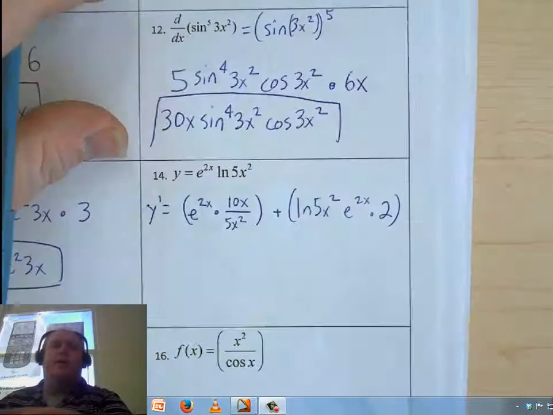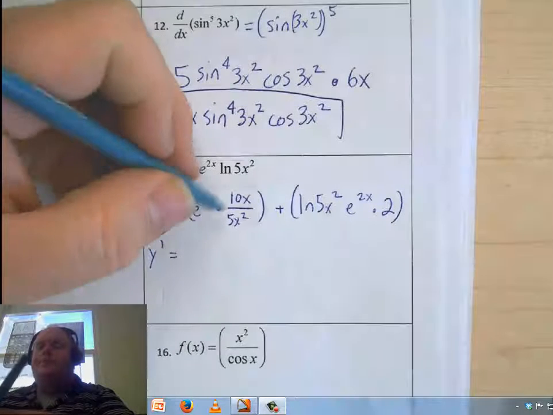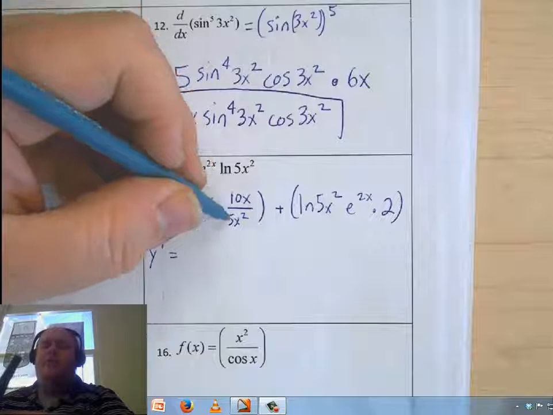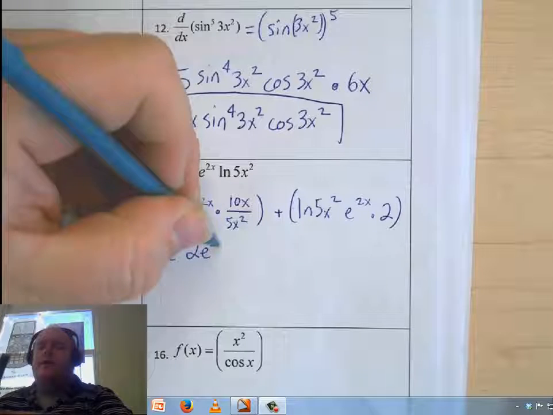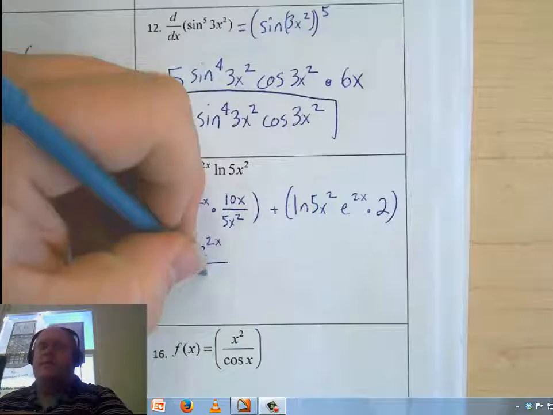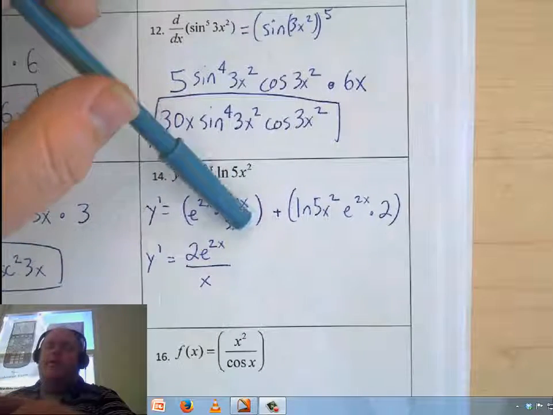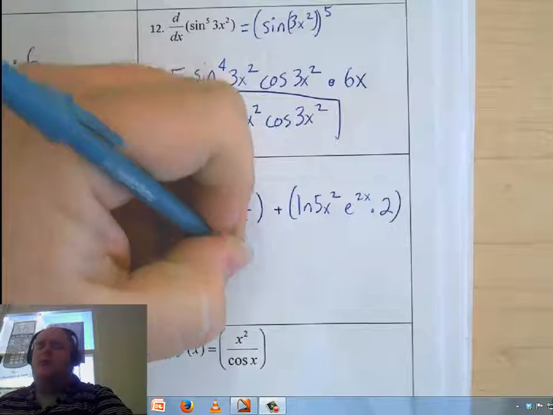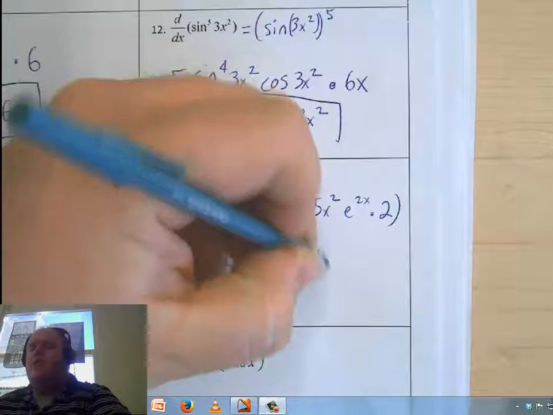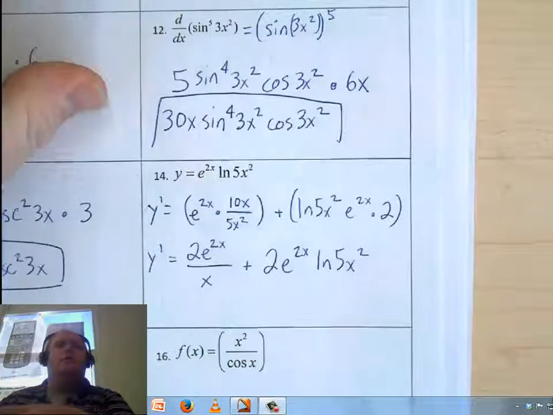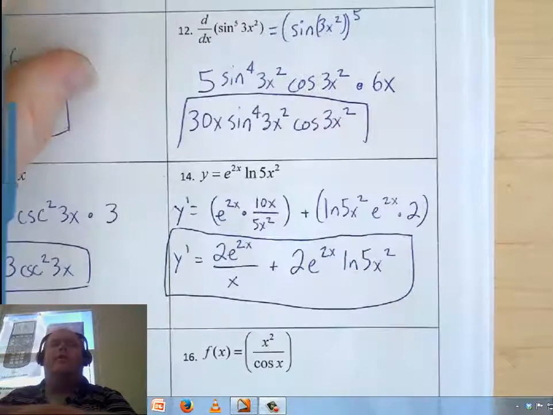So now if I rewrite this, make it look a little bit prettier, we're going to get y prime equals, well, 10 and 5 would cancel out, be 2, and then there's going to be an x on the bottom, so we're going to wind up with 2e to the 2x over x, because 10 divided by 5 is 2, e to the 2x stays on top, and then there's one more x on the bottom, so that's good, and then plus 2e to the 2x times natural log of 5x squared. So that answer definitely gets credit. If you interchange them and you have it the other way, you get full credit too.